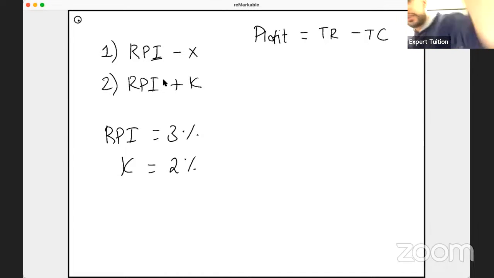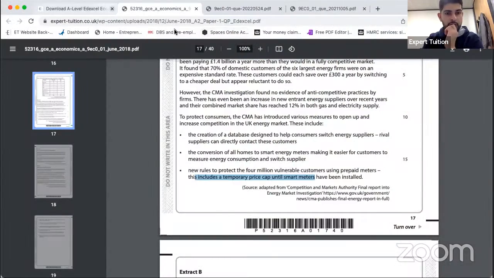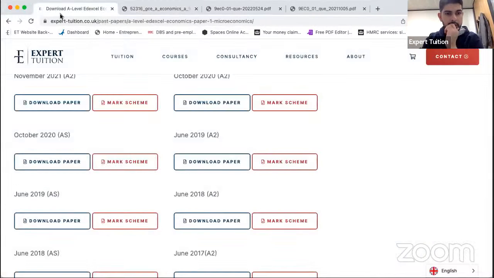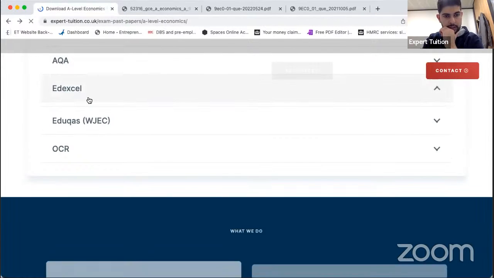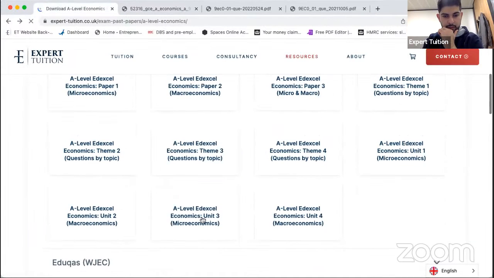With that in mind, really quickly, I'm just plugging in my phone charger. I want to go through what I regard as one of the hardest questions they've ever asked in terms of price caps, just to make sure this makes sense, by going through the 2016 old spec Edexcel Unit 3 question on a price cap.